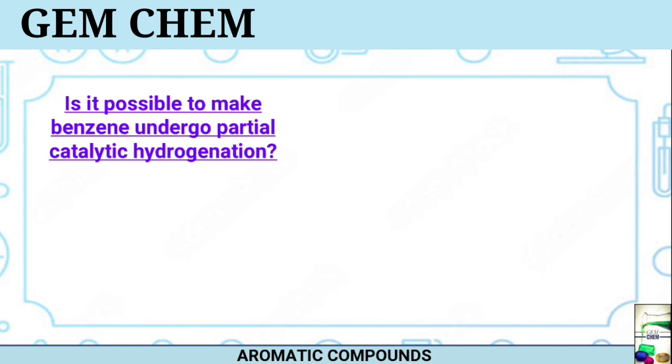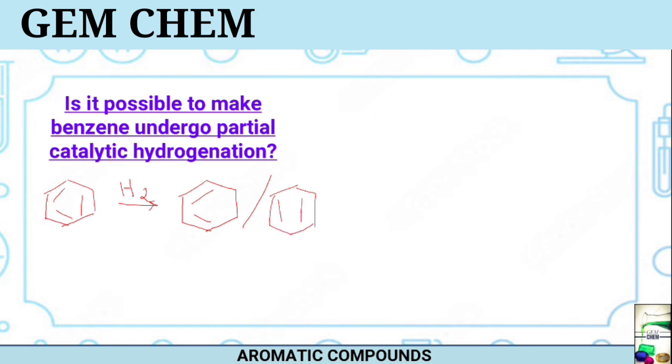How? Partial catalytic hydrogenation means that we have this kind of benzene and we want hydrogen to be given, and it may form two double bonds and another leftover bond might have been hydrogenated. So this reaction is our partial hydrogenation. So the question is, is it possible to do so?